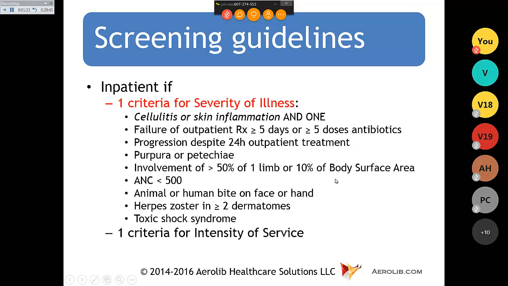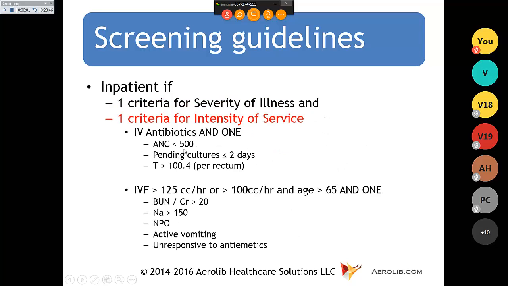Let's look at some of the criteria for intensity of service. So IV antibiotics and ANC less than 500, cultures, continuing fever, IV fluids. And again, this is something that we need to document. Putting just a black and white 125 cc's NS or 100 cc NS, that should not be the criteria for inpatient or observation.